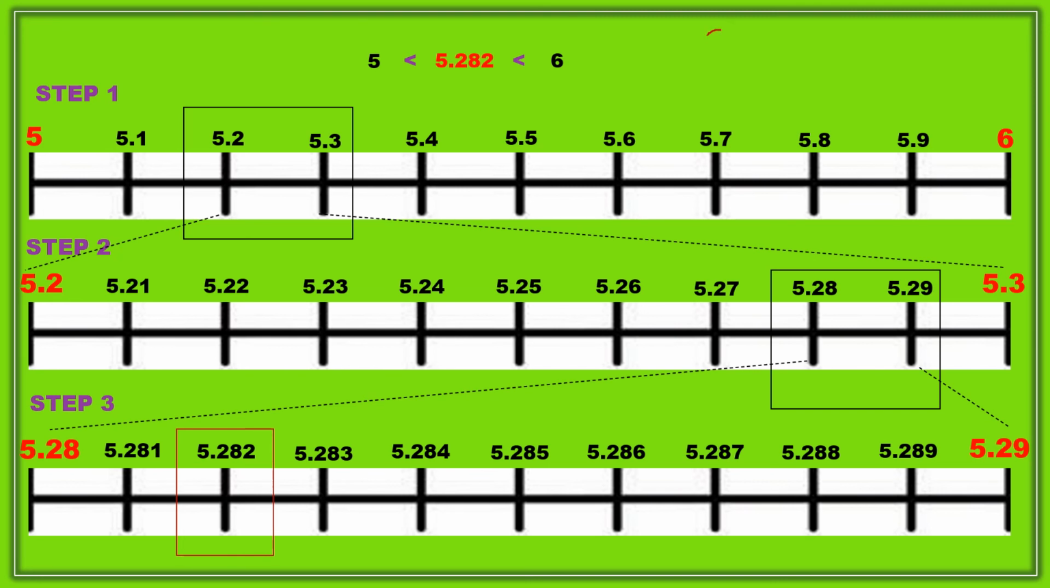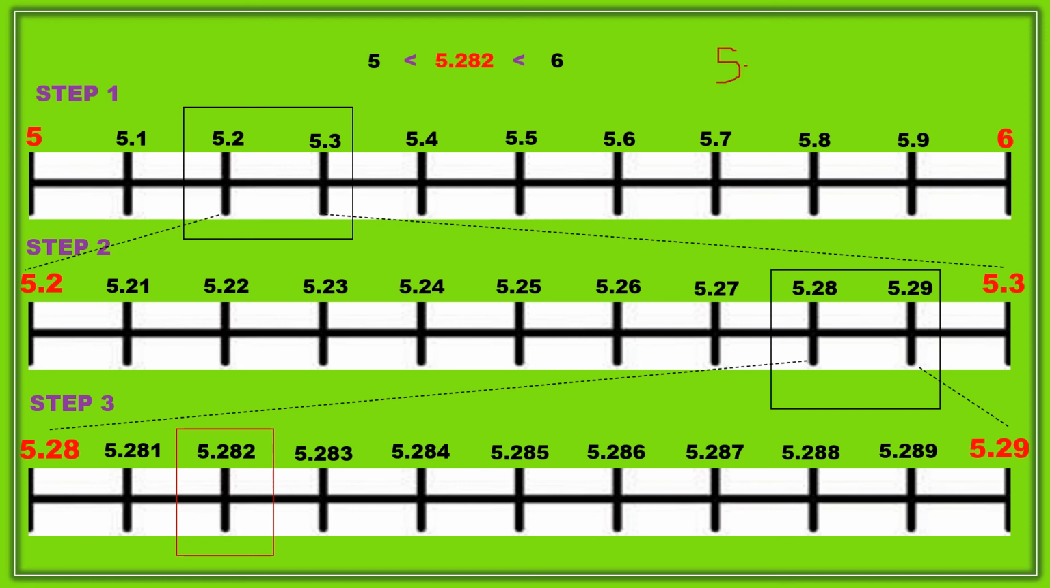Suppose it is 5.2828, up to 4 decimal values he asked. So 5.282 we finished, and again 8 is there, so it will lie in between 5.282 and 5.283. In the next step, you will get 5.2828 here. Please don't confuse, take your own problems, and put the bar for only one digit of one number.